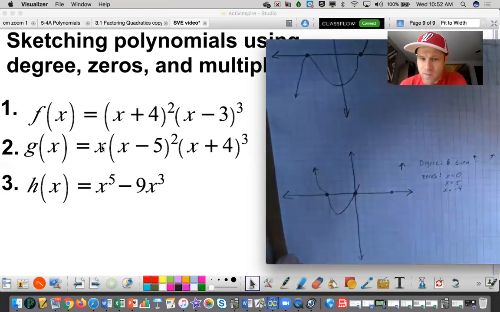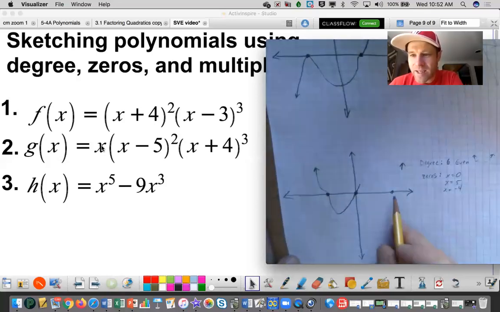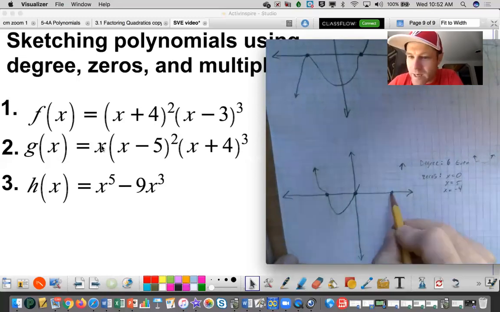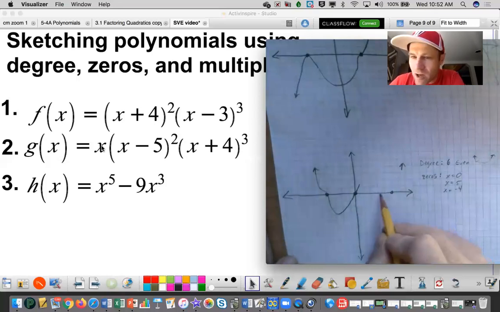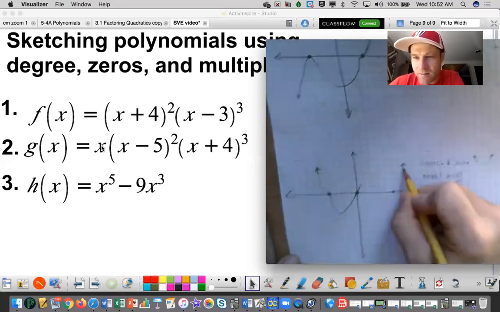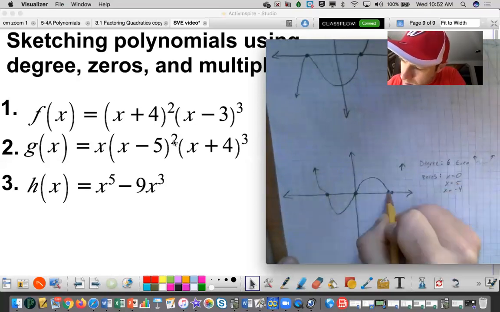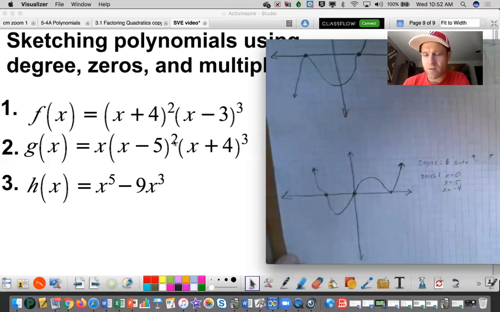Now the last zero, and it's almost obvious because I only have one more zero, so I can't go below this point anyway. I'm only going to be able to touch it and bounce off so that I can connect to my end behavior. But let's just prove it. It's the 5, the zero with a multiplicity of 2. So it's even, and yes, it's going to bounce off. So I come over, bounce off, and back up. And that would be your sketch of this graph.